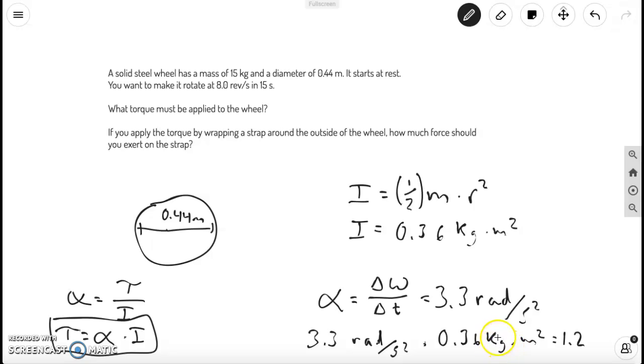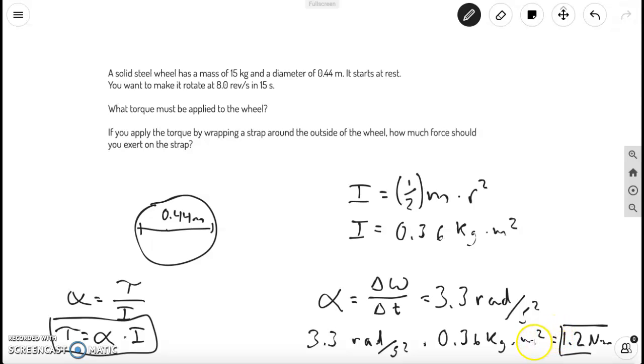and the way that this works out, if we're using the kilograms and the second squared, we're going to end up with a unit of Newton meters, so N times M. So that's how much torque needs to be applied. And now we need to figure out how much force you exert on the strap. Okay?